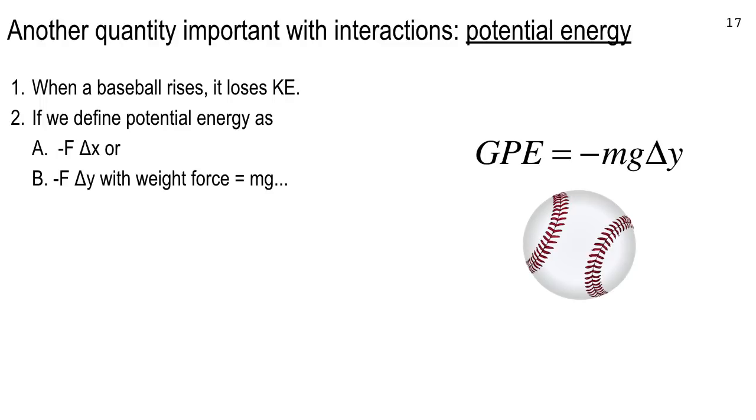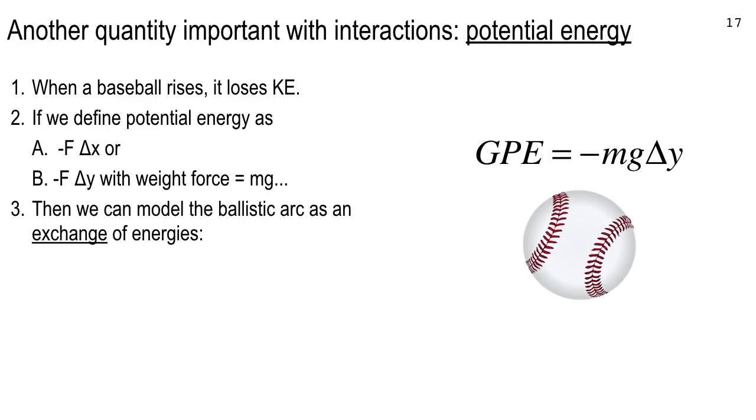So definitely we need that minus sign, and we're just going to keep it in there. Now, it's locked up in that symbol, g, all right? But don't forget, we have to use a negative 9.8, and we'll go through a calculation of it in just a second. Okay, so if you define potential energy in that way, then you can model the ballistic arc as an exchange of energy.